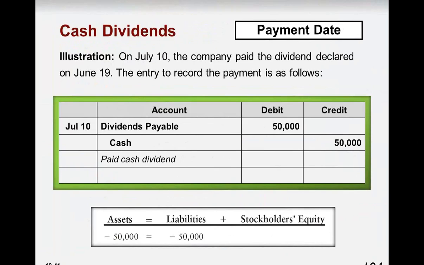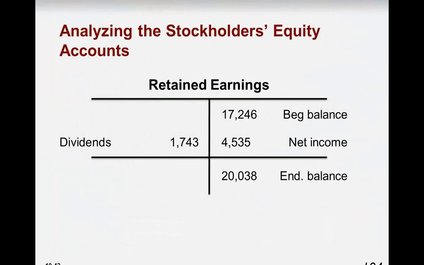When they pay this dividend on July 10th, we will debit dividends payable to reduce or zero out that liability, and we expend the cash at that date, so we have a credit to cash. A little T account, looking at the ledger of the retained earnings, we had a beginning balance of $17,246. We had net income of $45.35. We paid out dividends of $17.43 to give us an ending balance of $20,038.